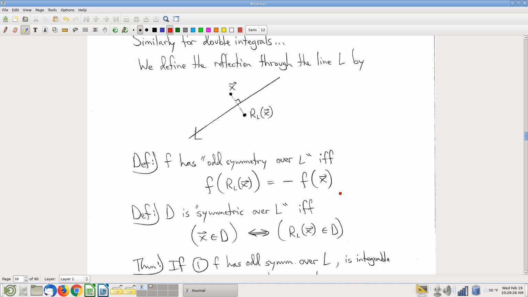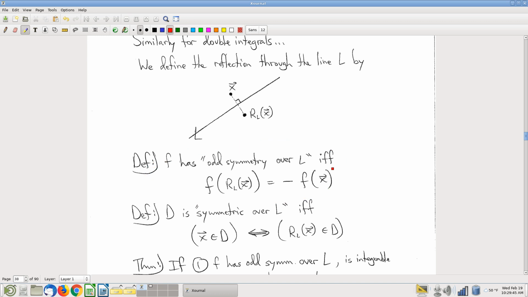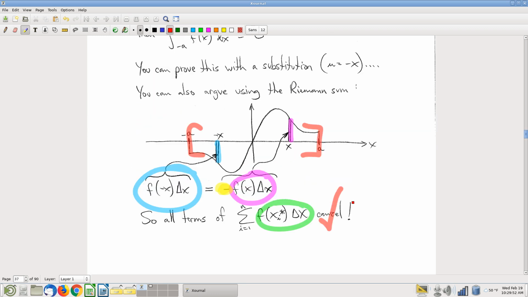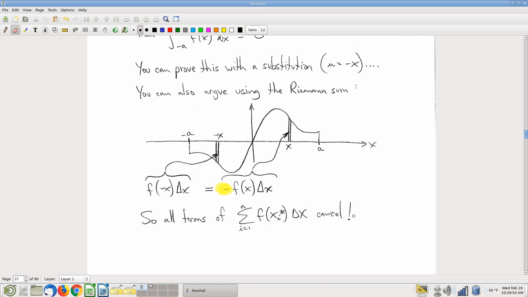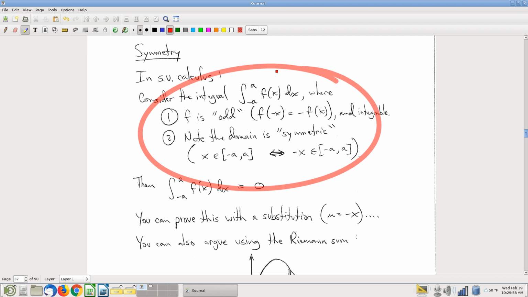So we were almost to making the same argument for a double integral, and of course we do have to define some terms. I've got to define what it means to reflect through a line. What does it mean for a function to have odd symmetry over a line? This is all from the recordings. What does it mean for the domain to have a symmetry over a line? This is all just ripping off and extending these ideas from single variable calculus.